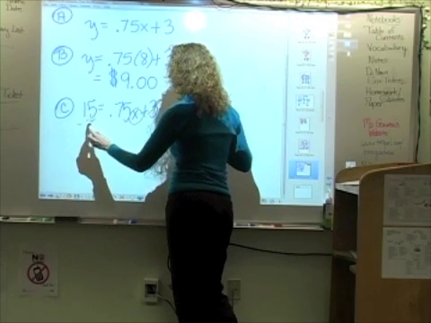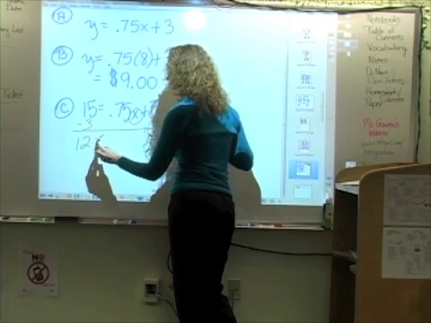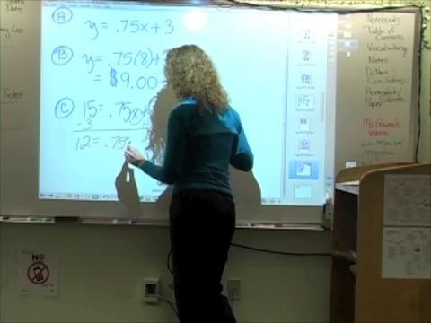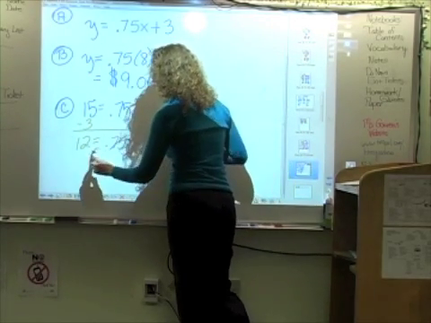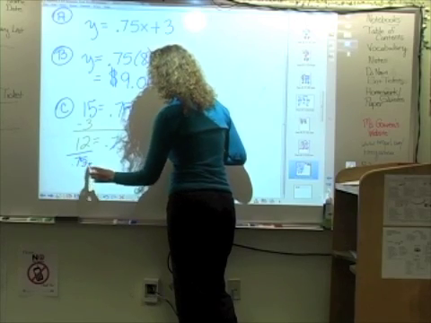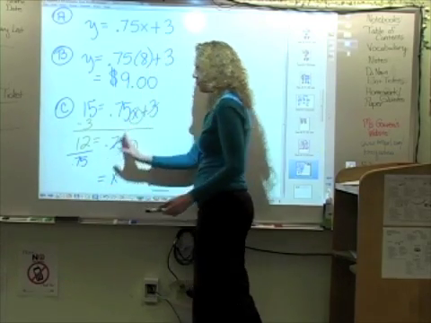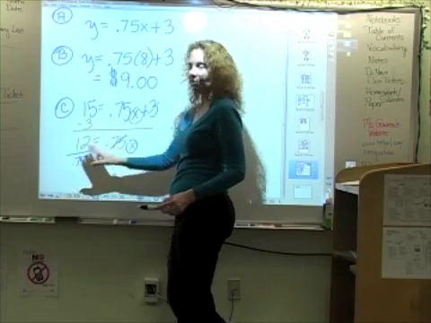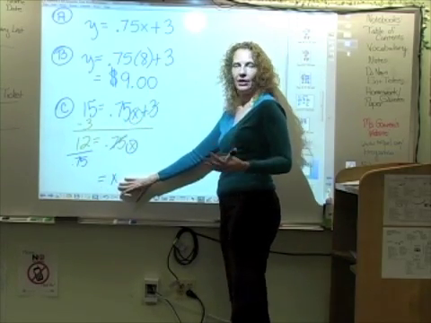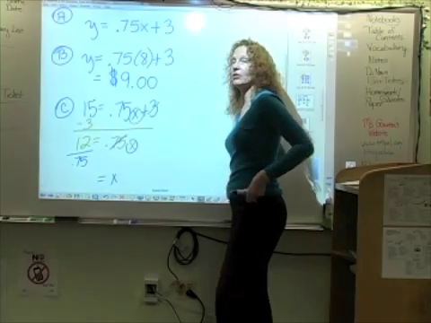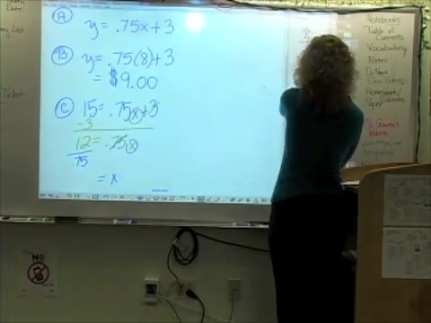I subtract 3, and I have 12 equals 0.75x. I'm still solving for x, so at this point, I have to divide by 0.75. Notice my x is remaining on the right side. It's not on the left. I'm not switching it. I'm not moving things around. Very key for whenever you end up with inequalities that you keep your variables always on the same side so that you don't mess that up.